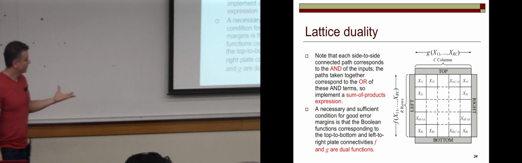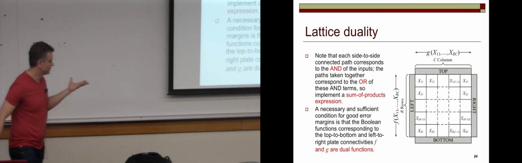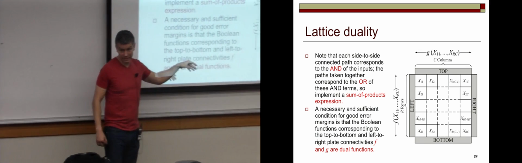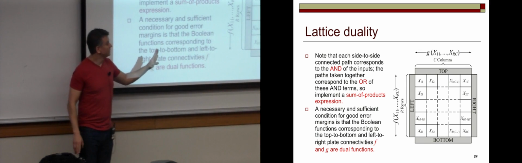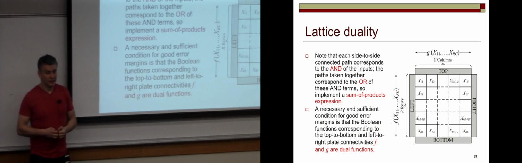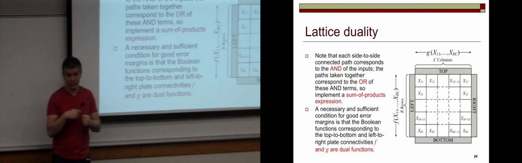But where I'm going with this is exactly what I just said, that in order to have good margins, all we have to do is ensure that the top-to-bottom connectivity, that function, is the dual of the function that we get from left to right. In general, we don't get this for free. So if we just lay out a function from top to bottom, the function from left to right will not be its dual. So we have to do some work.